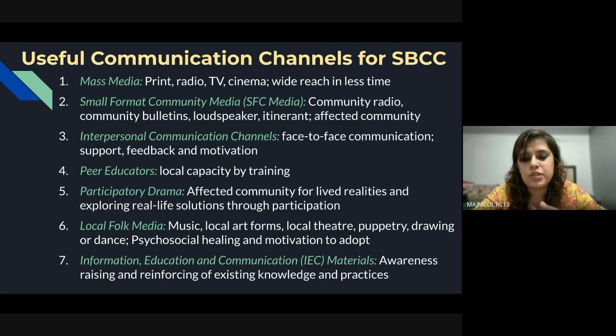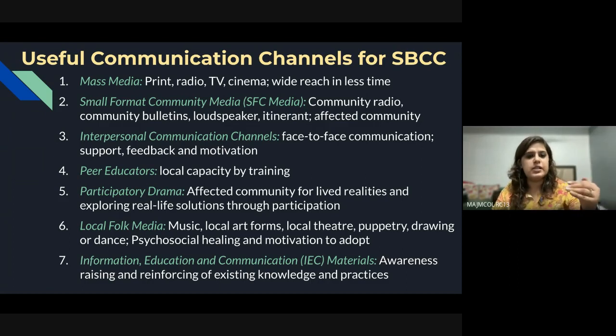Now, IEC materials, or information, education, and communication materials, go hand in hand with mass media, with SFC, with interpersonal communication channels, because these are materials that individuals spread along with. They can be pamphlets, they can be brochures, it can be just information in certain formats to raise information, to educate the audience, and to communicate effectively.